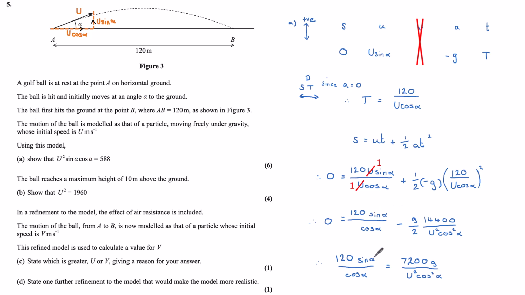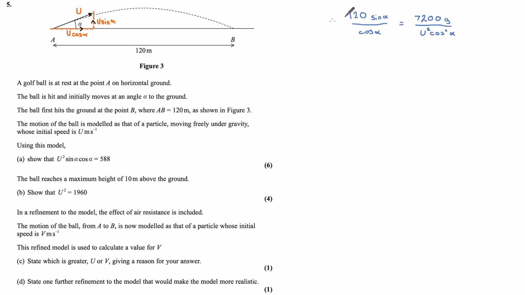I can now write this as 120 sine alpha over cos alpha is equal to, so by adding this component and just switching them round, I have divided the 14,400 by 2, which is 7,200g over u squared cos squared alpha. So starting at this point here, I'm now going to multiply this 7,200 by 9.8 and divide it by 120, and lo and behold, we get our 588, which is just as well, because we would be pretty stuck without it. Now we can see I've got 588 over u squared cos squared alpha on the right hand side.